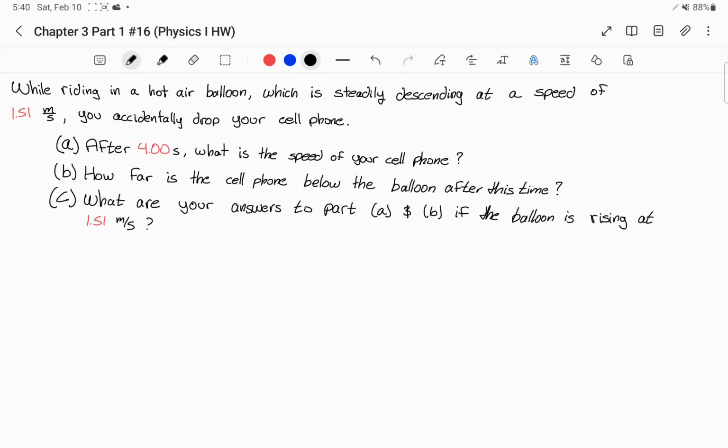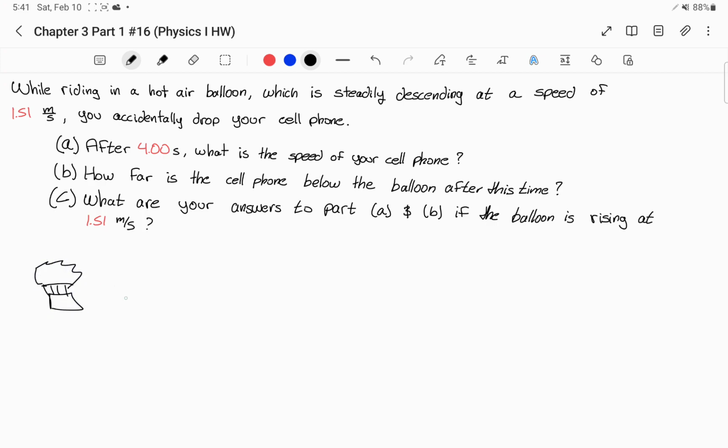While riding in a hot air balloon, which is steadily descending at a speed of 1.51 meters per second, you accidentally drop your cell phone. After 4 seconds, what is the speed of your cell phone? How far is the cell phone below the balloon after this time? And part C is, what are your answers to parts A and B if the balloon is rising at 1.51? Basically, part C wants us to do everything all over again, but with the balloon going up. So let's get started with part A. Let's find the velocity, or the speed, of the cell phone 4 seconds after it's been dropped.